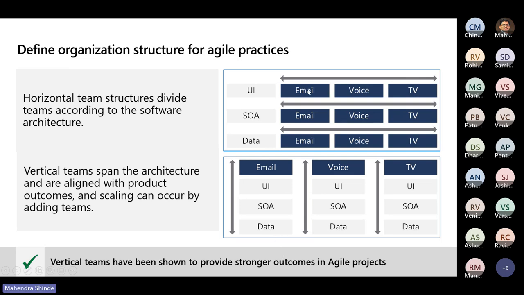Now here, just to clarify, email, voice, and TV are a number of features. In horizontal, there is a team who will build the UI for all the features. And here, it would be based on a feature. There is a team who will implement a feature called email, and that includes the UI for email, service logic for email, and data for email. Is that clear? Any question about horizontal and vertical team structures?